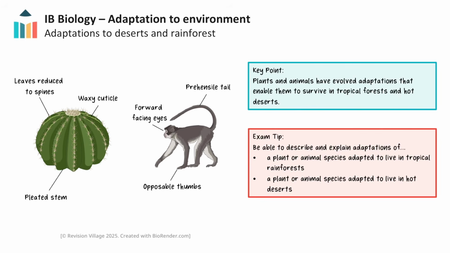A prehensile tail, which acts like a fifth limb for gripping branches. Forward-facing eyes, allowing depth perception and precise movement through the canopy. And opposable thumbs, which provide strong grasping ability for climbing and feeding. These adaptations improve agility, coordination, and survival in a crowded, three-dimensional environment.